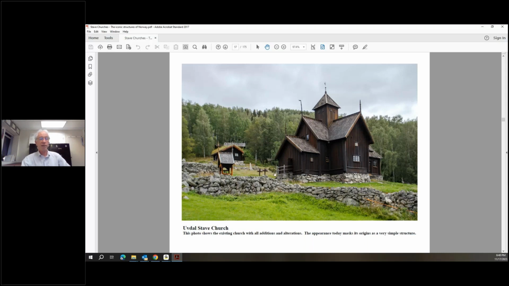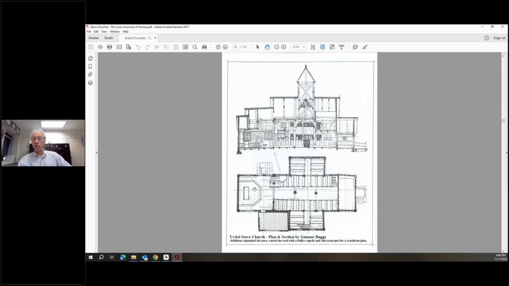All right. And this is from Gunnar Bugge's drawings, the plan and the sectional view of the church. Now we see this cruciform plan. We see a fully developed nave and chancel. We've got these side aisles creating that transept and the cruciform plan.